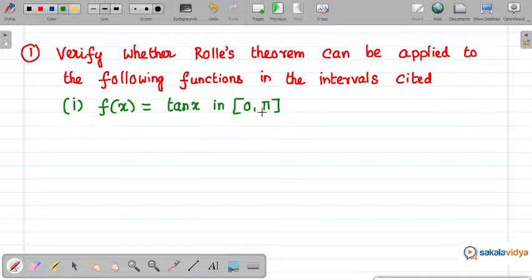So verify whether Rolle's theorem can be applied to the following function in the interval cited, that we need to check. So what shall we do here? First of all, the given function is tan x. Let us check any one value in between 0 to pi and substitute that value. If that value gives us not defined, then we say that f of x is discontinuous in that interval, then Rolle's theorem is not applicable. Only these simple three statements we need to write, that's all.